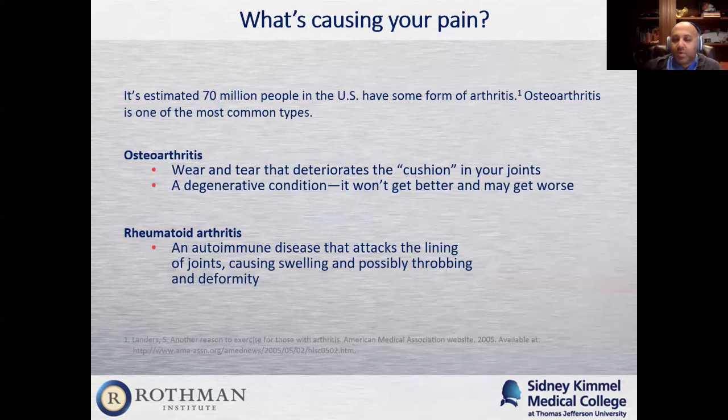One of the most common problems with hips is arthritis. It's a wear and tear condition that degenerates the joint. It usually doesn't get better, and it definitely can get worse. Rheumatoid arthritis is another reason people develop arthritis, and that's an autoimmune disease that attacks the lining of the joints, but ends up with the same problem where you have a degenerative joint.